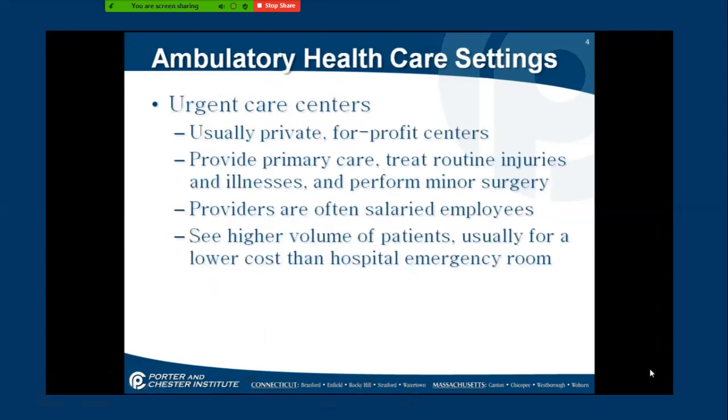You have urgent care centers, usually private, and they are for-profit centers. They provide primary care, treat routine injuries and illnesses, and perform minor surgeries.